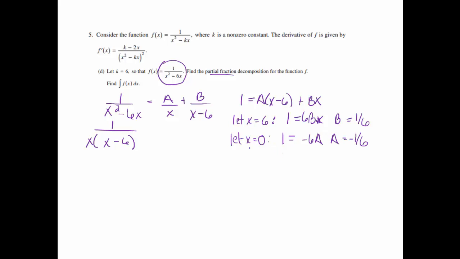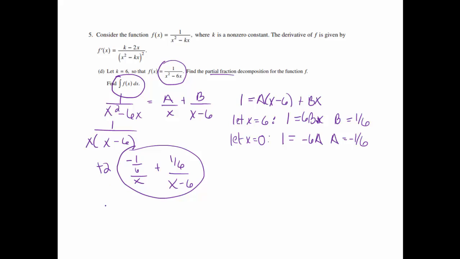All right, and then from here, I just need to write the partial fraction decomposition. So the partial fraction decomposition will be -1/6 over x plus 1/6 over x minus 6. Now, if we wanted to do anything with that, we certainly could, but I'm just going to leave it like that. Okay, and when we did that, that would be worth 2 points. So if we came up with that, good for us. And then it actually asks us to find the integral. So we're going to find the integral of -1/6 over x plus 1/6 over x minus 6, and I'm going to go ahead and separate it into 2 integrals.